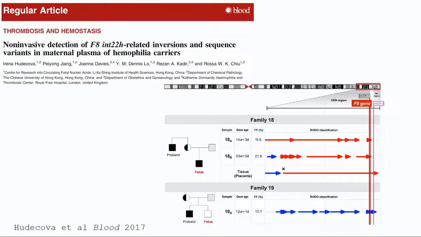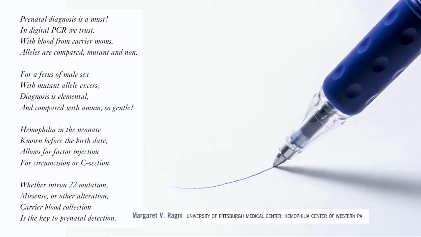And we've actually published these approaches and data. This is the publication on hemophilia in the journal Blood. To our surprise, when we published this article, the editorial commentary that came with it included a very nice poem, and I'll read part of it to you. "Prenatal diagnosis is a must. In digital PCR, we trust. With blood from carrier moms, alleles are compared, mutant and non. For a fetus of male sex, with mutant allele excess, diagnosis is elemental. And compared with amnio, so gentle." It captured the science precisely, better than the way that I could present it to you.